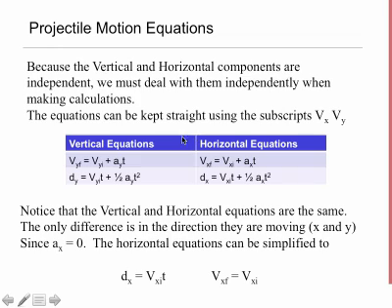Okay, we distinguish these ones by using the subscripts Vx or Vy. Those x's and y's tell us whether it's in the vertical direction or in the horizontal direction. Okay, we've got our equation here. Final velocity in the y direction equals initial velocity in the y direction plus acceleration in the y direction times the time.